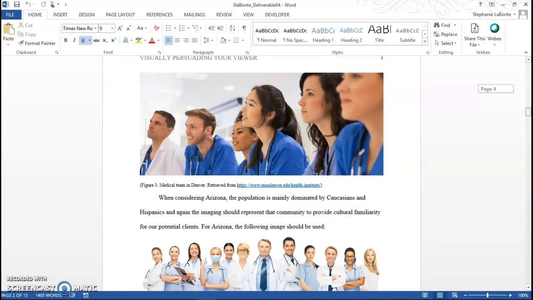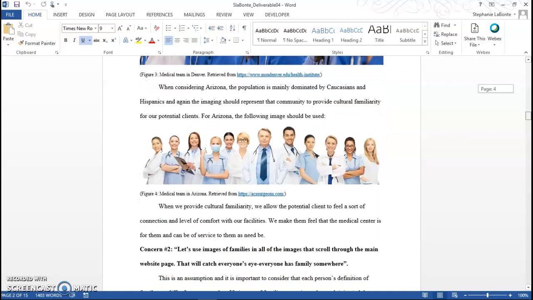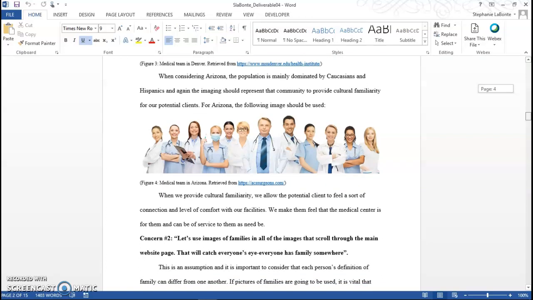When considering Arizona, the population is mainly dominated by Caucasians and Hispanics, and again, the imaging should represent the community to provide cultural familiarity for our potential clients. For Arizona, the following image should be used. Notice again that we have a mainly Caucasian staff, but that we do have some Hispanics, especially considering where Arizona is located within the United States.